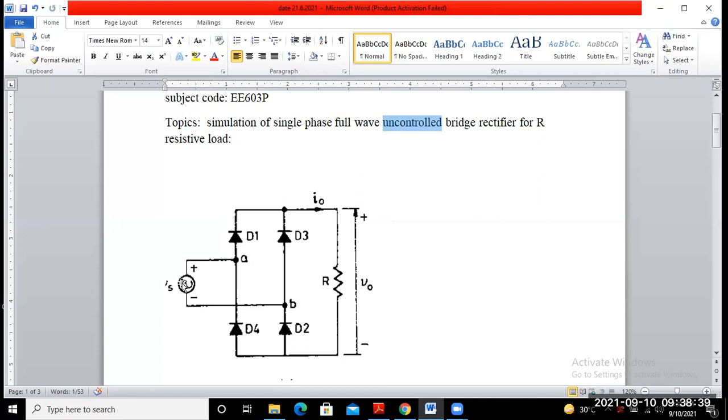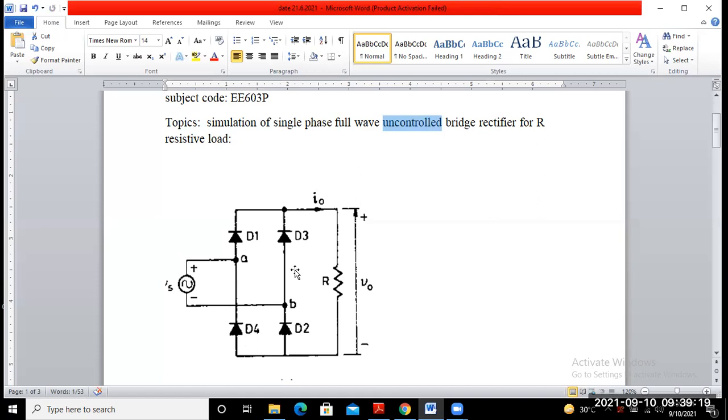This is the AC supply, a single phase voltage source. That means this is the representation of the sinusoidal waveform of the supply voltage. The instantaneous voltage is represented by a small v with suffix s, vs, where s is for supply. This is your single phase AC source, and the diodes are connected in such a way that you may number them 1, 3, 2, 4.